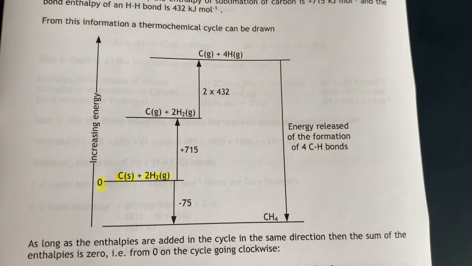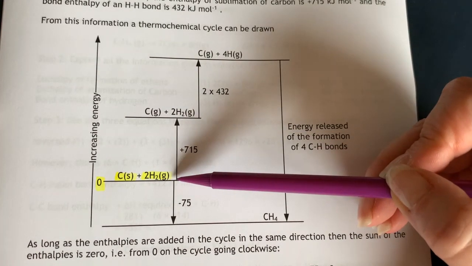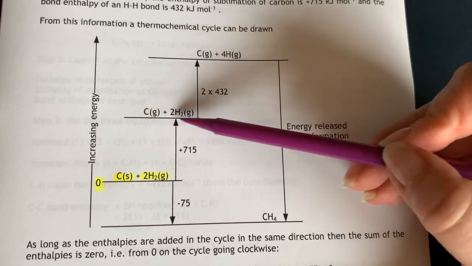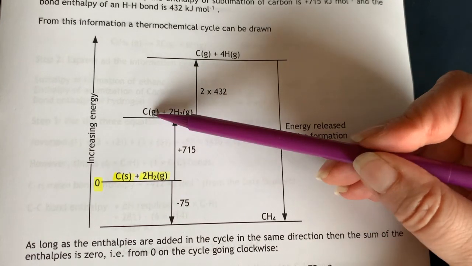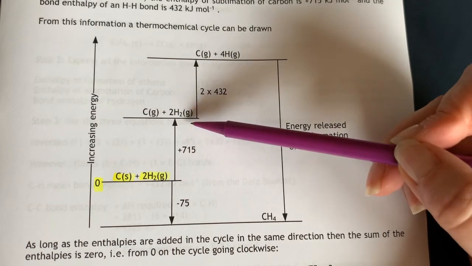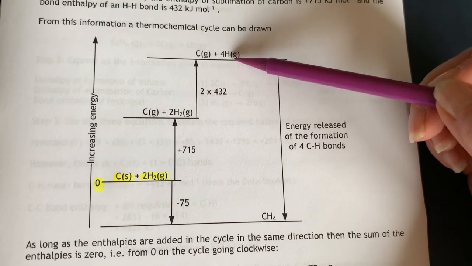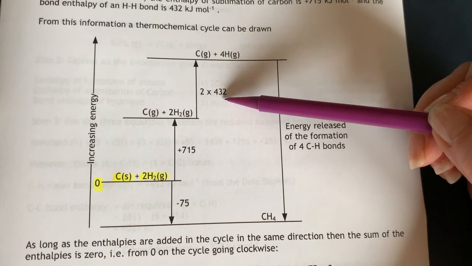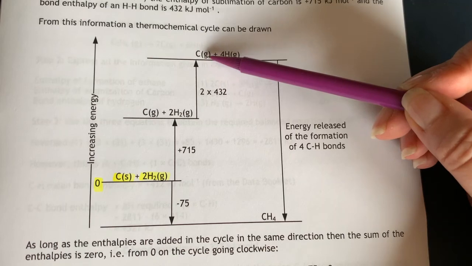When setting up a thermochemical cycle like this, it's always important that starting from here, anything that's positive you would add sequentially, one after the other, taking note of what the change is. So this change here, all we've done is turned carbon solid into carbon gas. So this would be the enthalpy of sublimation of carbon. Here we've gone from 2 hydrogen molecules up to 4 hydrogen atoms. So that will be 2 lots of the bond enthalpy for hydrogen. So we would add all our positives, one after the other, going up the way.